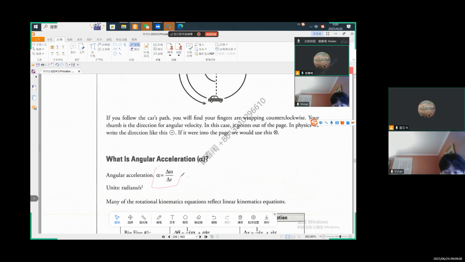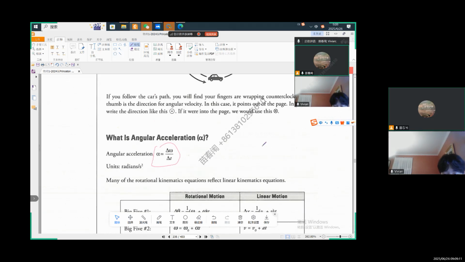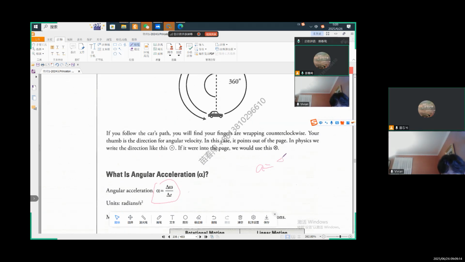Angular acceleration. Before we had a equals delta v over delta t, right? This is acceleration before, right? Since we know v corresponds to omega, delta v is basically delta omega, right? And delta t is the same. So we have delta omega over delta t. We like to talk about rotation because, for example, circular curves involve rotation a lot.